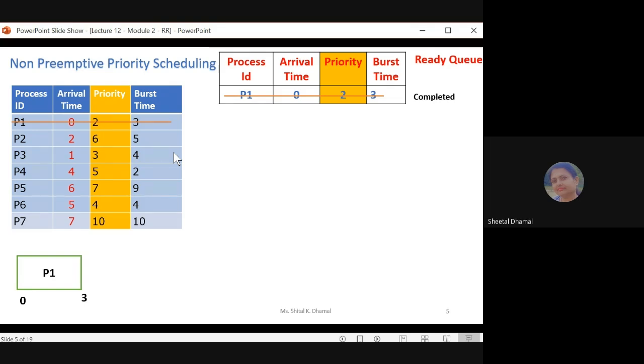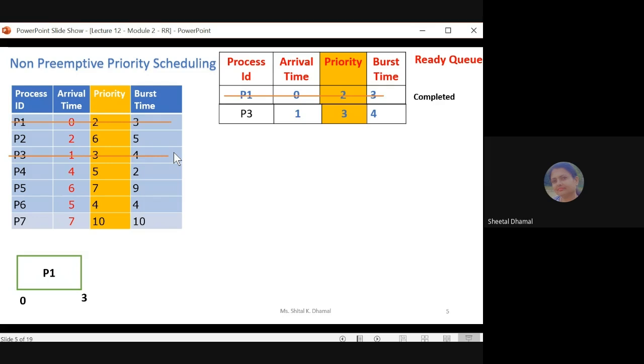After that, we will pick up the process P3 from the table and then place it into the ready queue, because the arrival time of the process P3 is less than the arrival time of the process P2. So place that process P3 into the ready queue and then choose the process P2, because the arrival time of processes P2 and P3 is less than or equal to 3. No process is there which has an arrival time equal to 3.